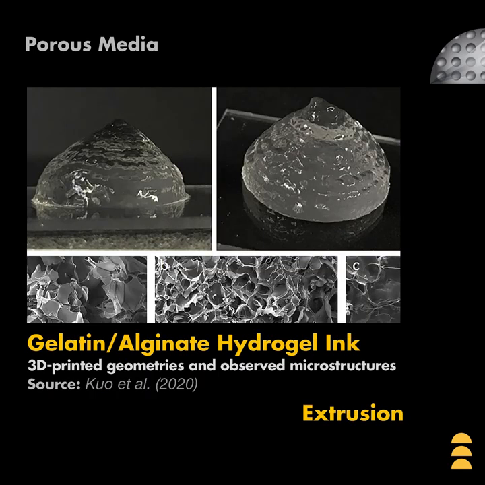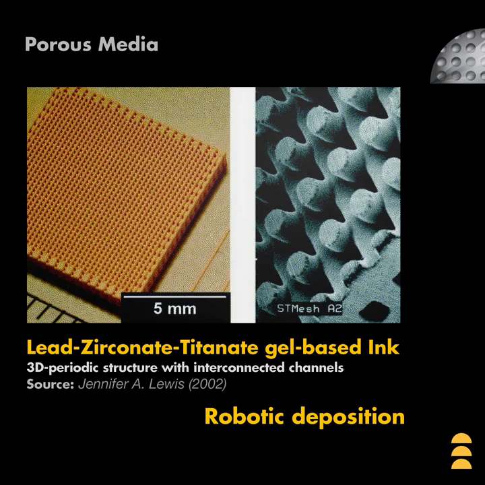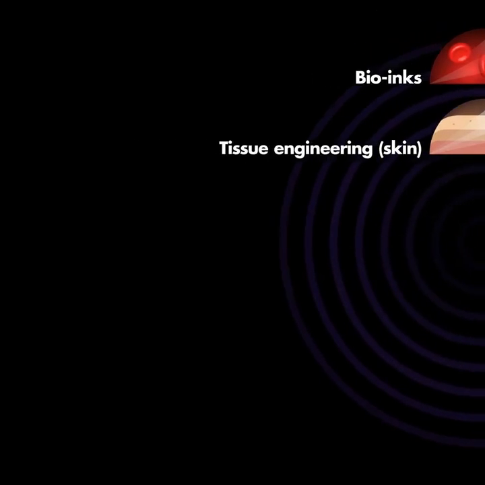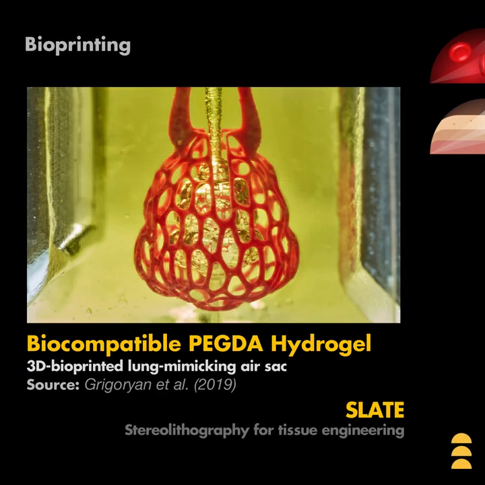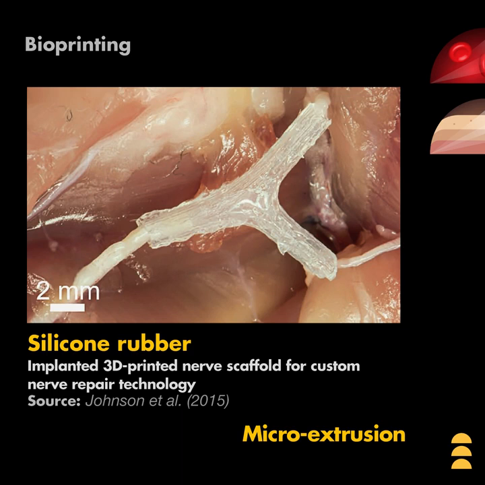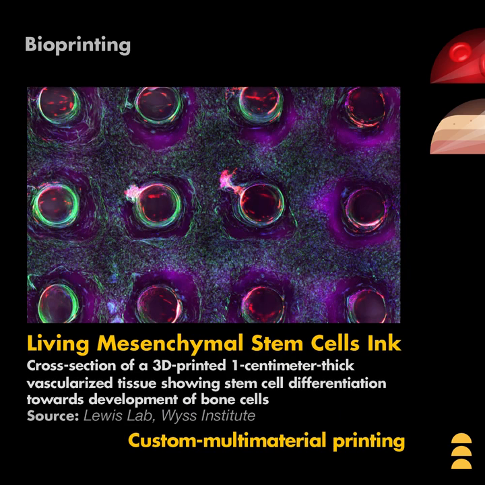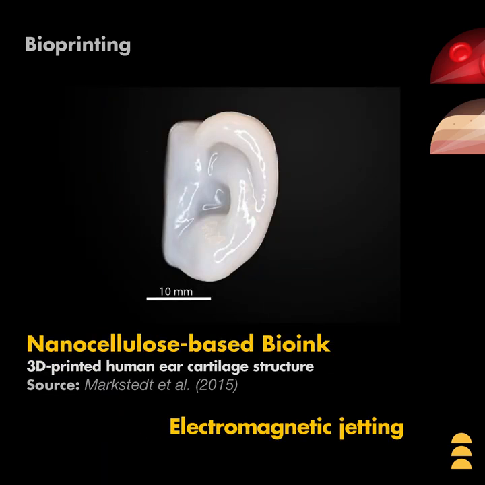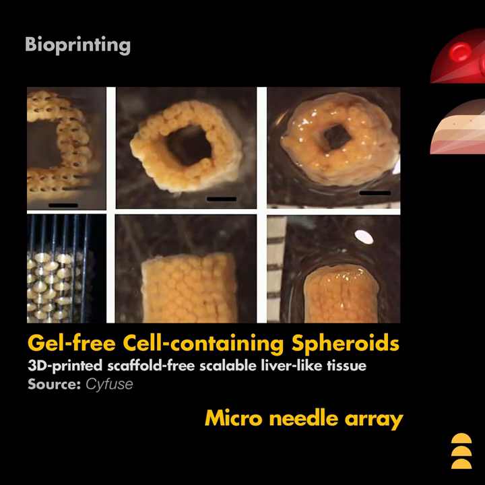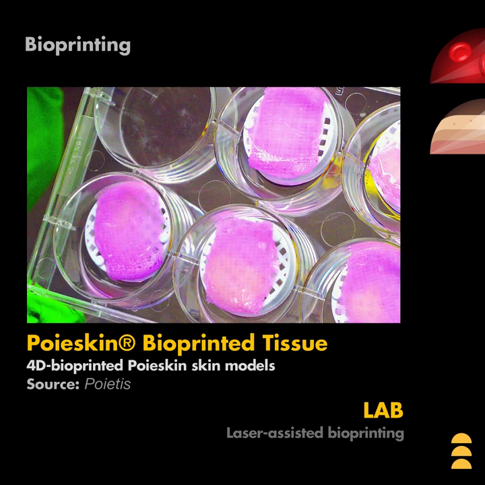Gelatin alginate hydrogel ink. Gel-based ink. Nanosilicate clay-based bio-ink. PEGDA hydrogel. Hydrogel bio-ink. Silicone rubber. Living stem cells ink. Nanocellulose-based bio-ink. Gelatin matrix. Cell-containing spheroids. Bioprinted tissue.